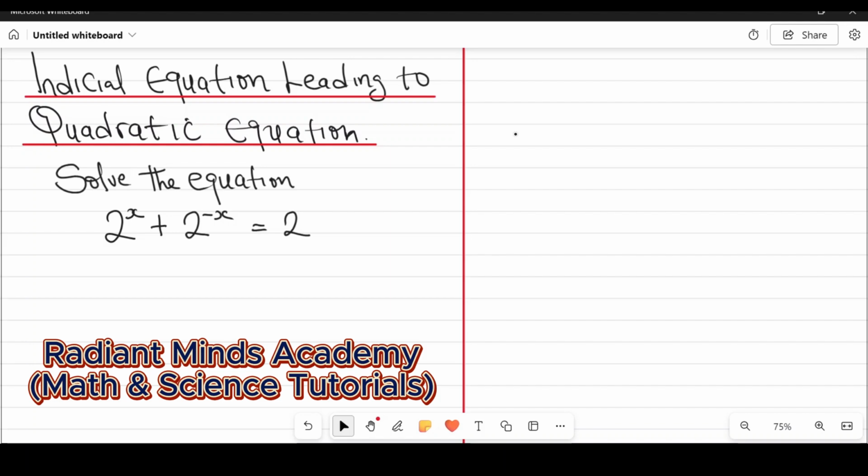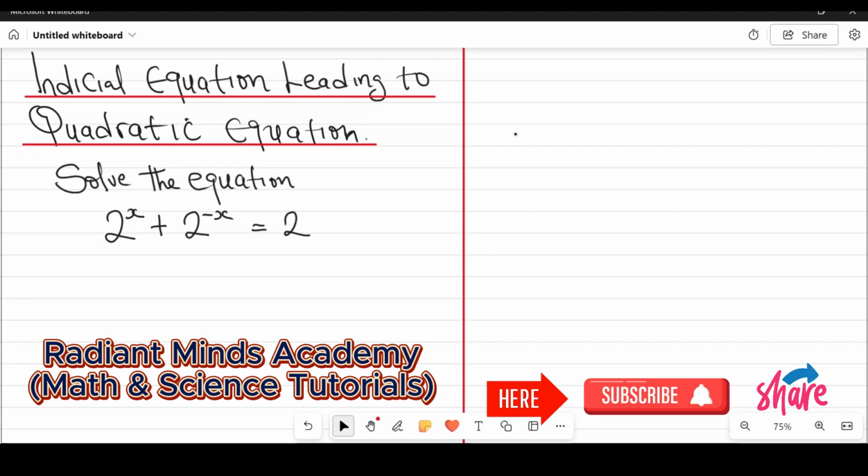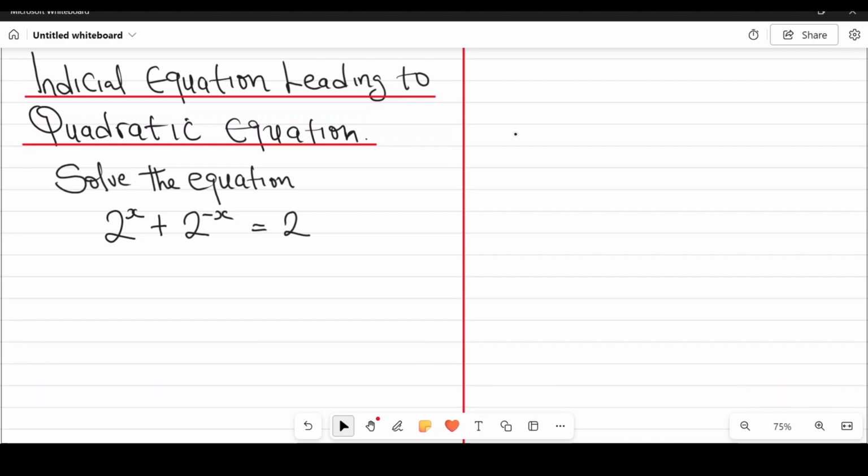In today's video, we are solving a very simple indicial equation that will lead us to a quadratic equation. The equation given to us is 2 to the power x plus 2 to the power negative x equal to 2. Now, it doesn't look as if it's an indicial equation that will lead to a quadratic equation, but let's just simplify it and see what happens.